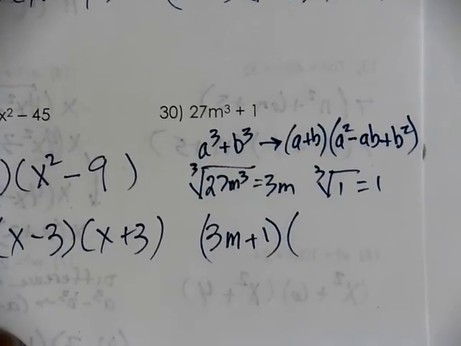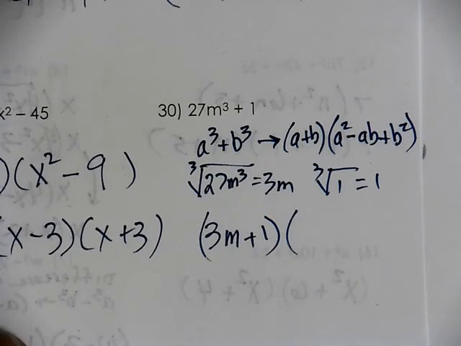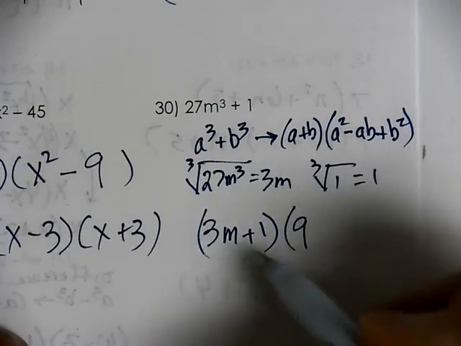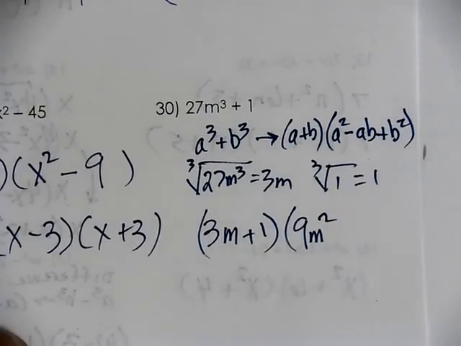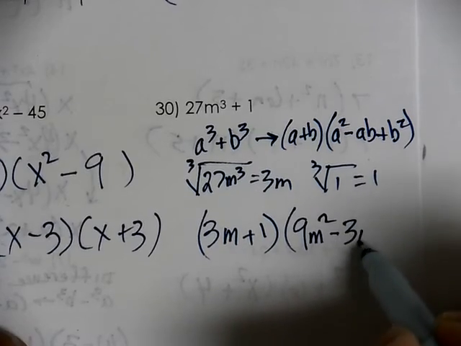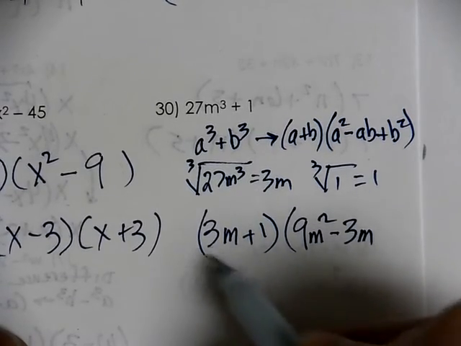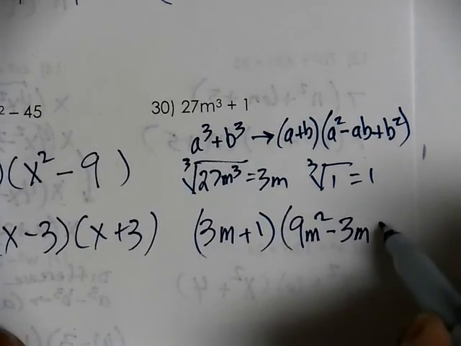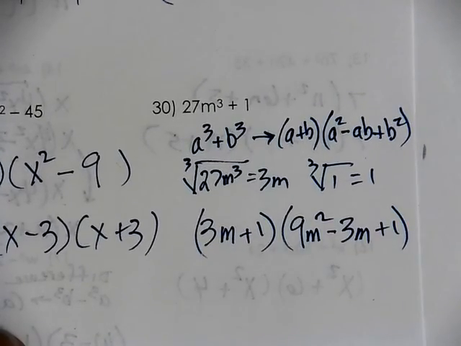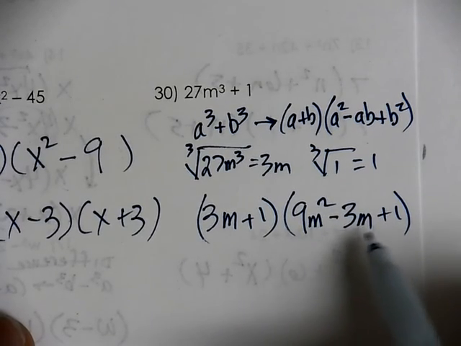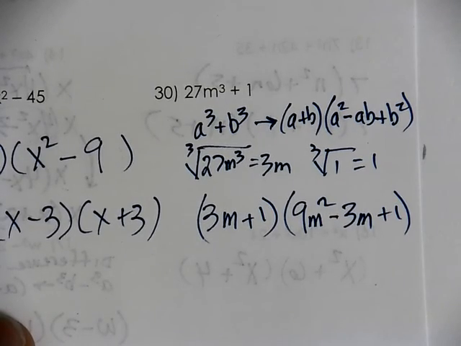When we square 3m, that is not 3m squared. It's 3m times 3m. 3 and 3 is 9. m and m is m squared. Multiply the two together to get 3m. 3 times 1 is 3. Change the sign and square the 1. This trinomial will never be factorable. You never have to worry about that factoring.